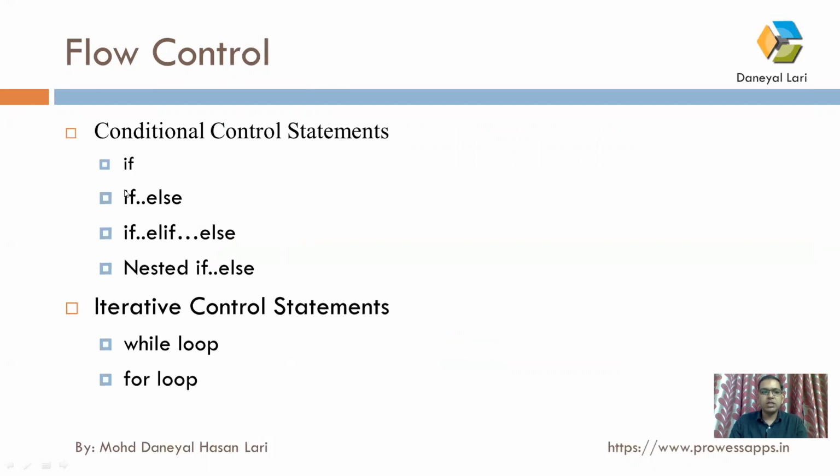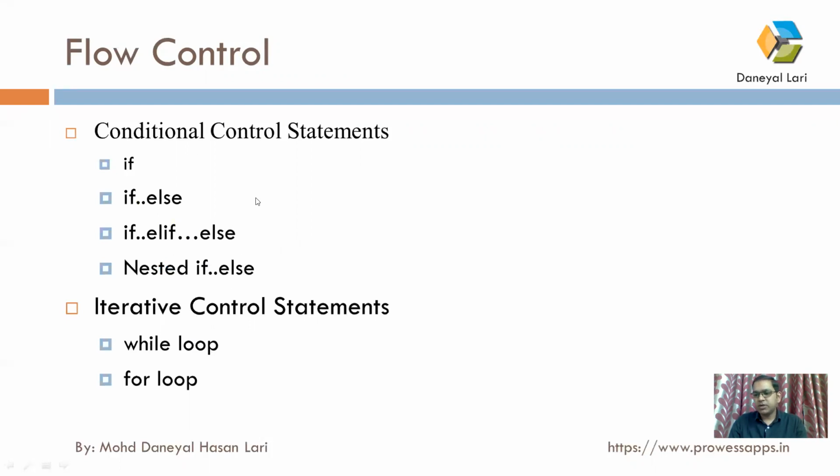One is if, another one is if else, then if elif else, that is called the ladder form of if, and another one is the nested if statement. After that, we can repeat our statement as many times as we want. In that case, we write the iterative statements. Iterative means repetition of the statement for a certain time. For that, we use loops, and in Python you will find the while loop and the for loop.